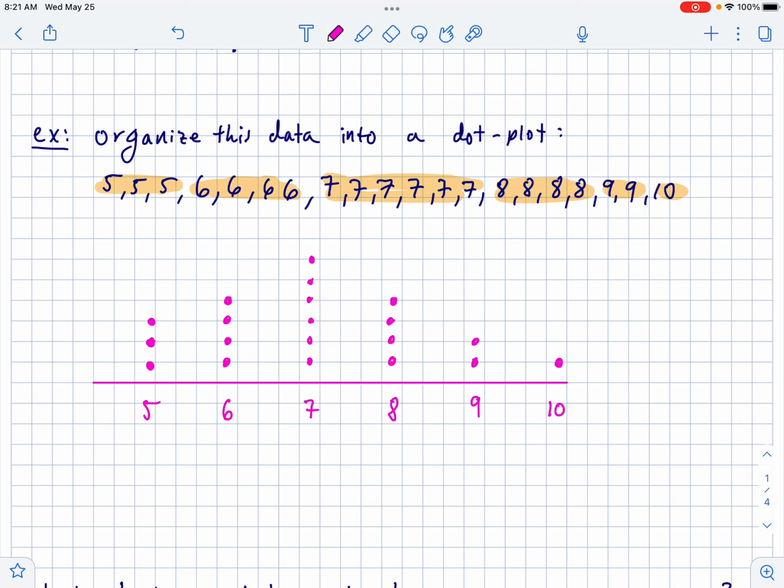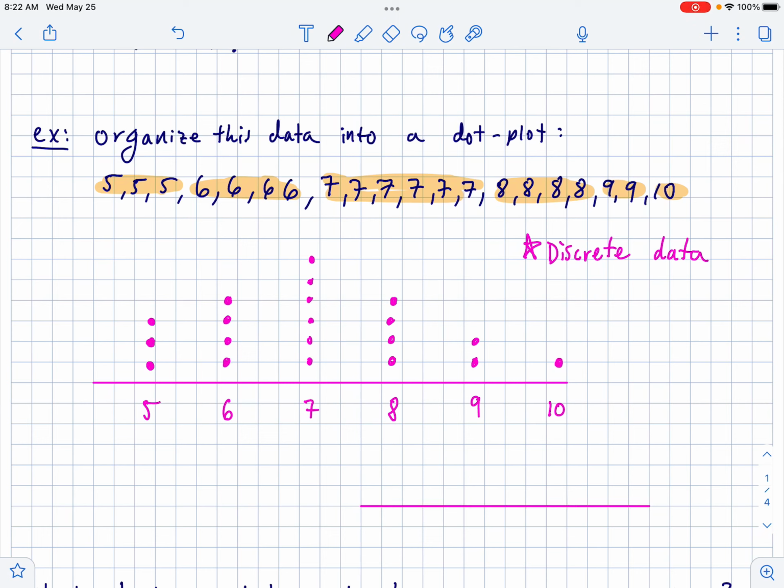So now this looks a lot like a histogram, but it doesn't have bars that touch, with continuous data. It's really more for discrete data. So discrete means that there's no numbers in between, like there's no 5.5 or anything like that.